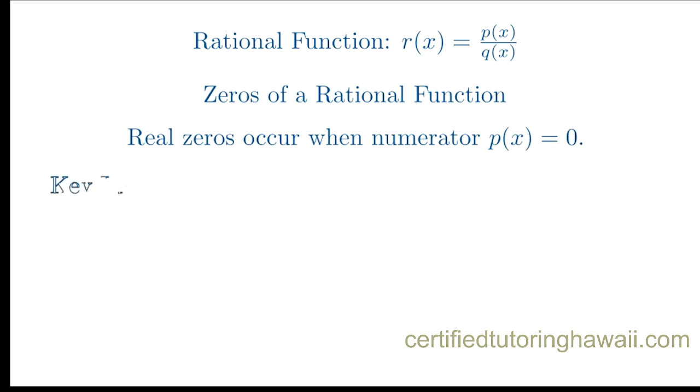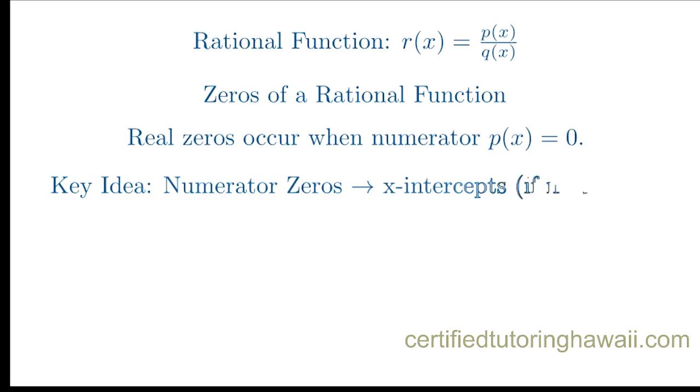To put it clearly, real zeros are the x-intercepts of the graph. These are the points where the function crosses the x-axis, which only happens when the numerator is 0. So, to recap, zeros are the x values that make the function output 0. For a rational function, this only happens when the numerator is 0 and the denominator is not.